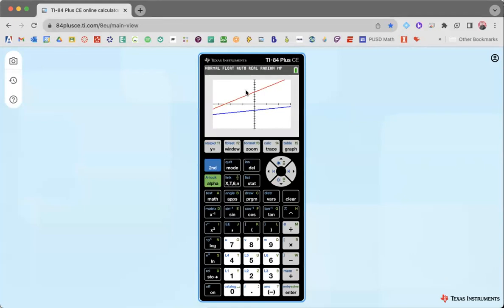I'm going to zoom out because I feel like this is too zoomed in. So I'm going to hit zoom 6, and it's going to reset the window for me. Okay, that looks better. If these are inverses of each other, that means they are reflections across the line y equals x.